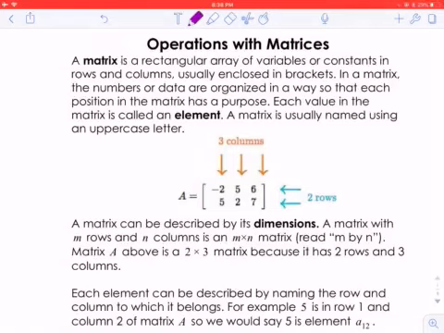Hi guys, welcome back. We're doing operations with matrices today. So this might look familiar, might look totally wonky to you. Either way, it's fine.